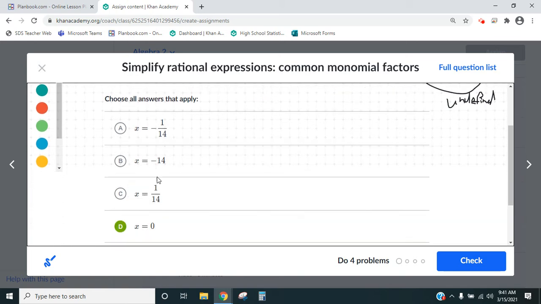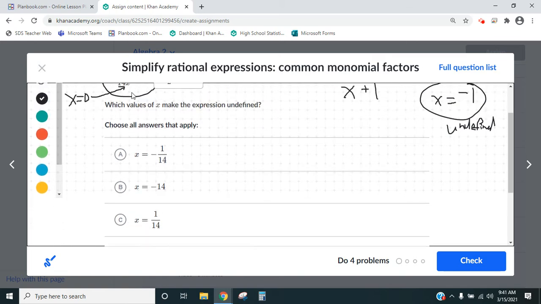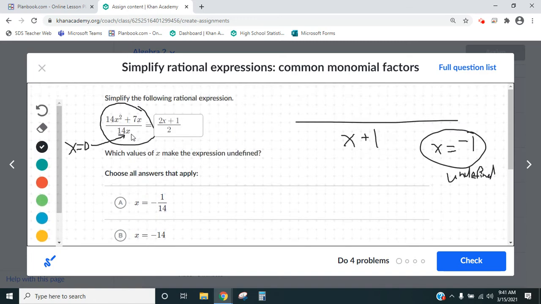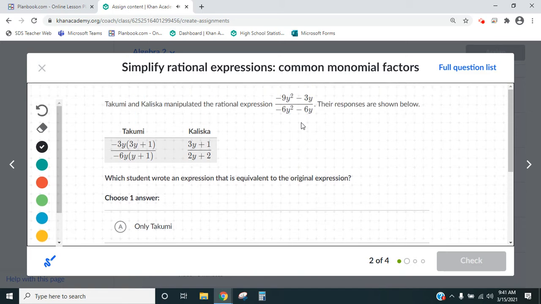-14, anything else right here is okay. We could all plug those in and we'd get some kind of number spit out of it. But 0 is the problem right there. All right, let's do another one. This one, it's going to ask you which one of these students is right or wrong, or maybe they're both wrong, maybe they're both right.